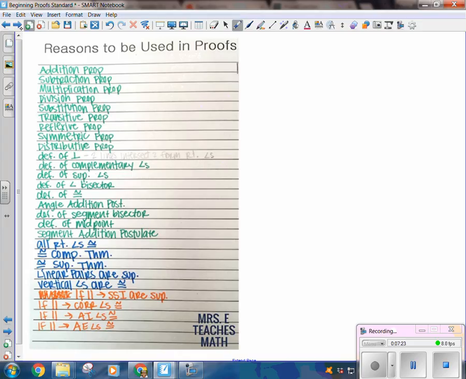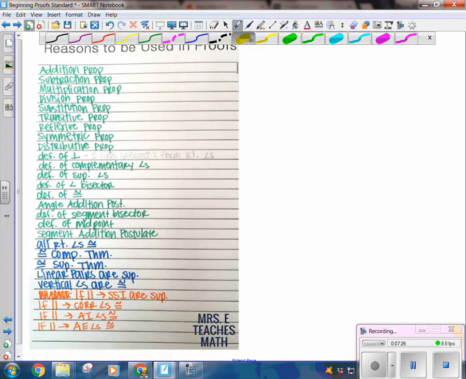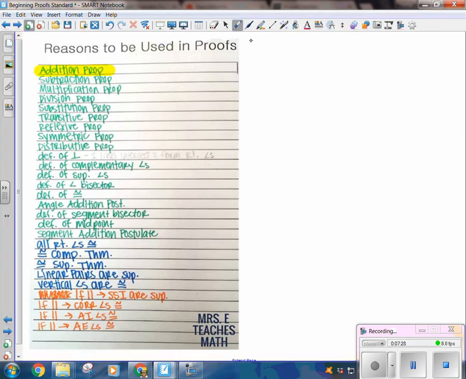For example, when you talk about addition property, we've kind of done some segment addition. You're just adding two segments to make a longer segment. Subtraction, multiplication, division, substitution. This is one, though, that we may not have talked about, but you're definitely going to need it. So let me talk a little bit about the reflexive property.